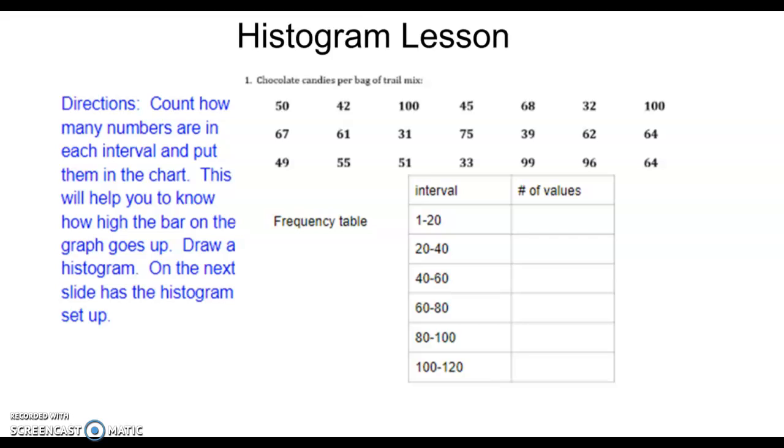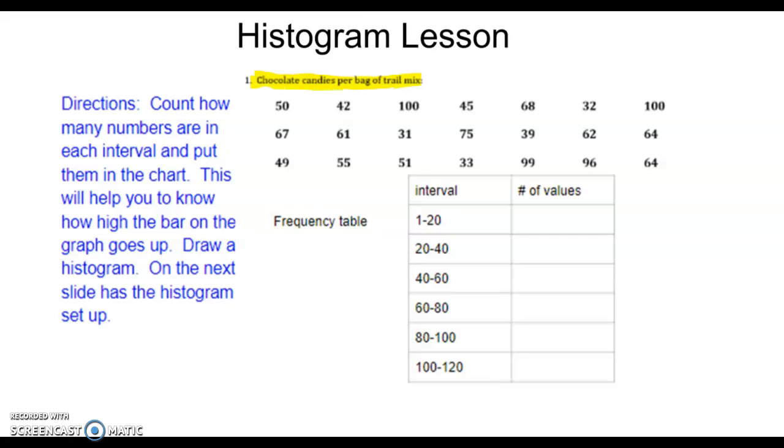Hi guys, today we're going to talk about how to create and how to read a histogram. So a histogram tells us the number of times a number occurs within a given interval. So with this example, we're analyzing how many chocolate candies are in a bag of trail mix.